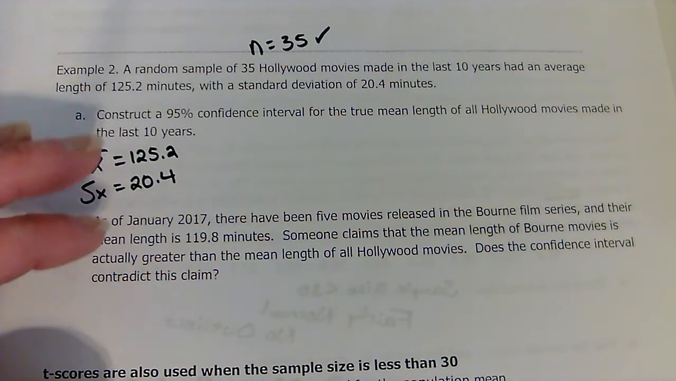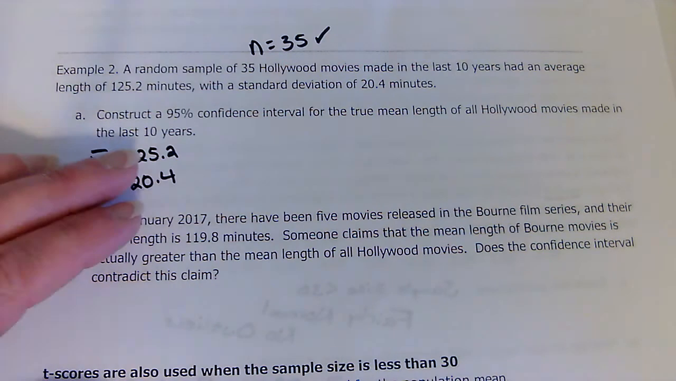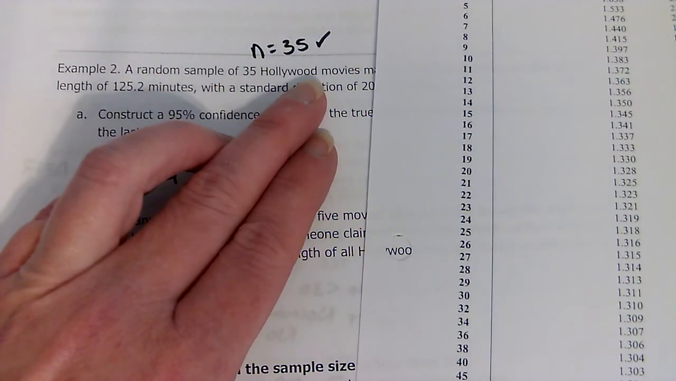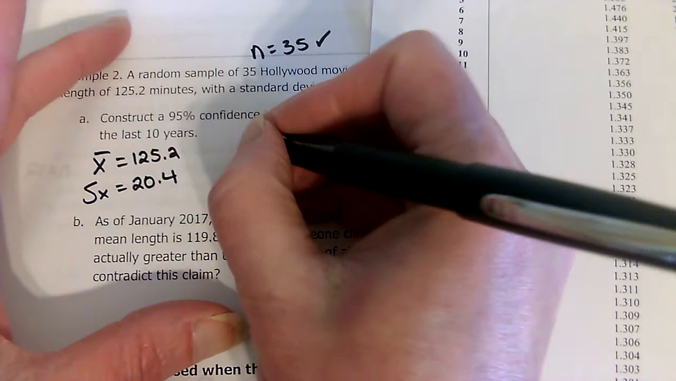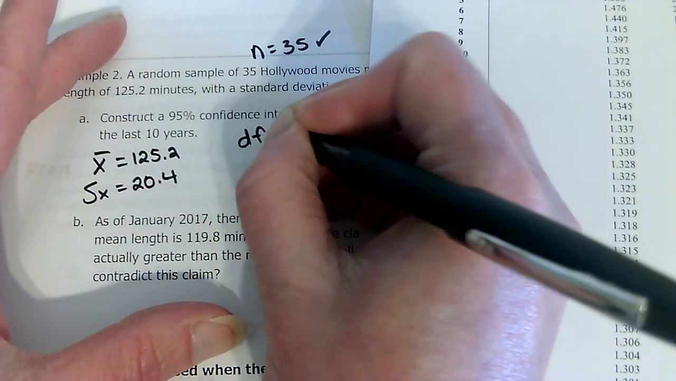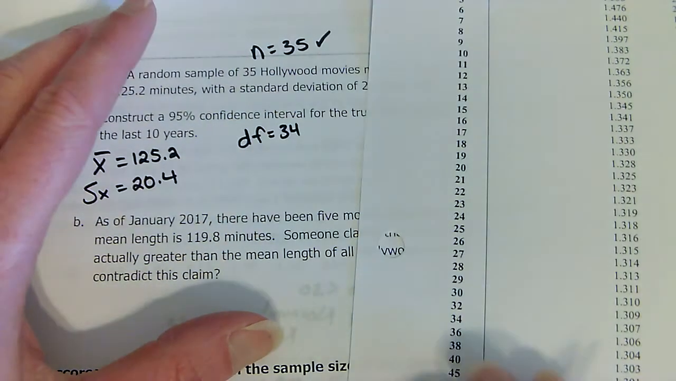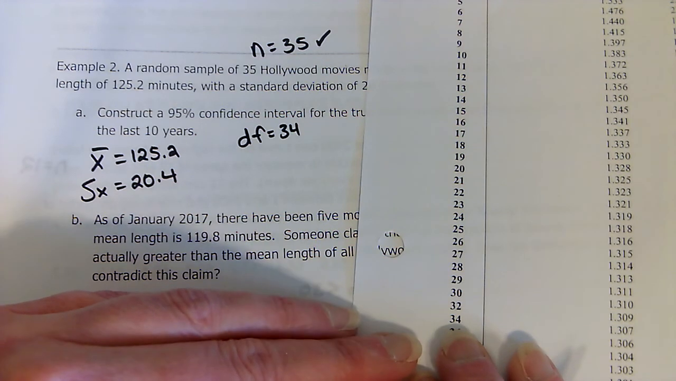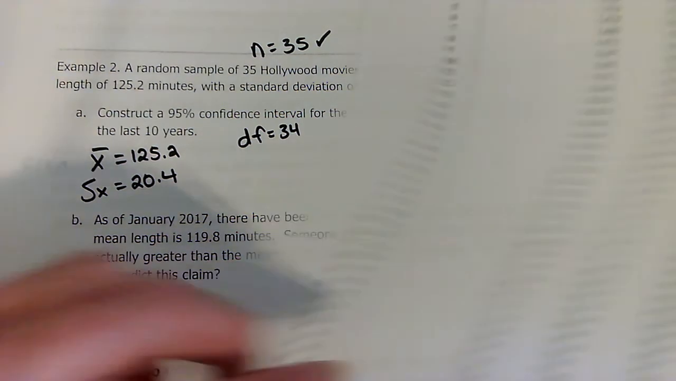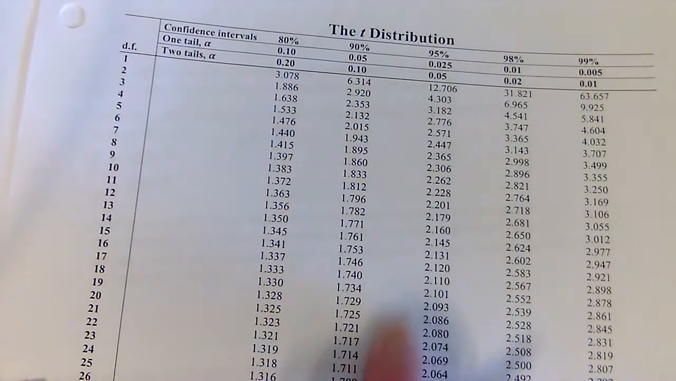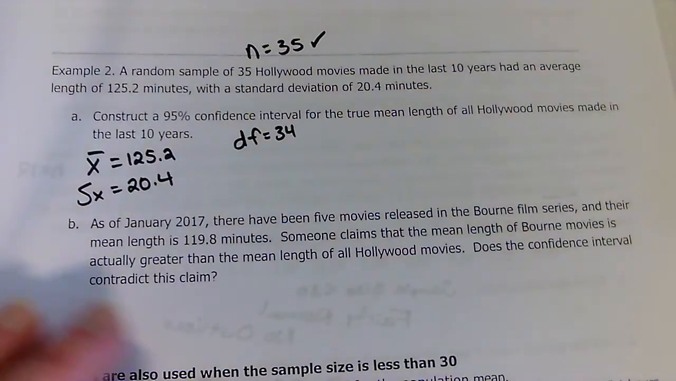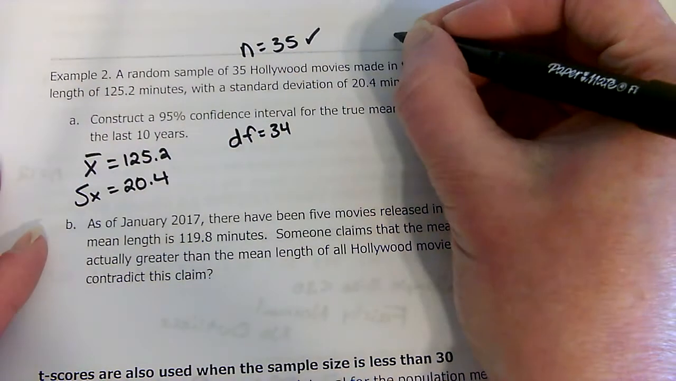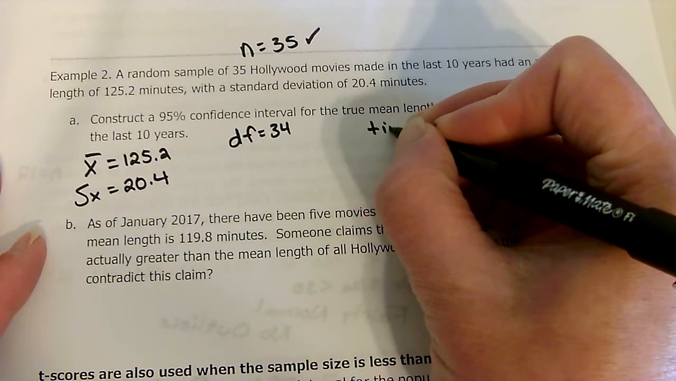Now I could still use this chart if you wanted to. If n is 35, then my degrees of freedom would be 34. I would look for 34. Then I would go across to find the confidence level at the top of 95. And I would find the t value that way. In the calculator, you would just go to T Interval.